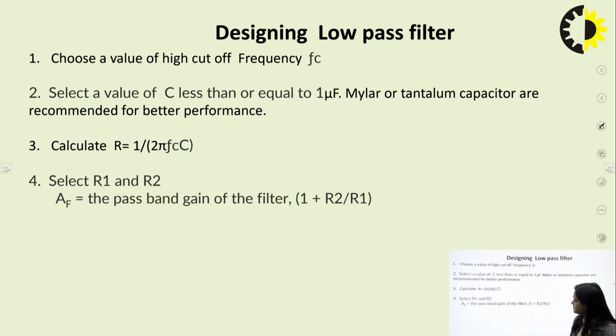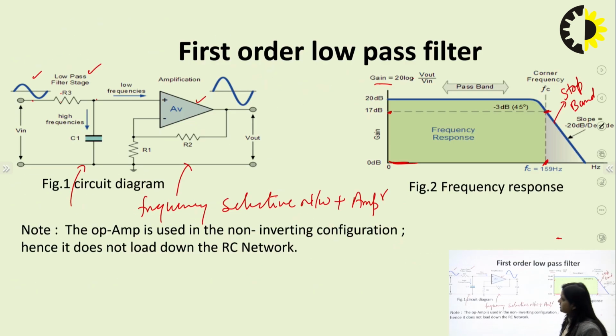Now let's select the value of capacitor C, and that should be less than 1 microfarad, because on an integrated circuit it is good practice to use smaller values of capacitors, since at high values the size of the capacitor is very large. So we generally avoid using large values of capacitors on integrated circuits. You can select any value of capacitor, but it should be less than 1 microfarad. Mylar and tantalum are other materials for making the capacitors, and they are recommended.